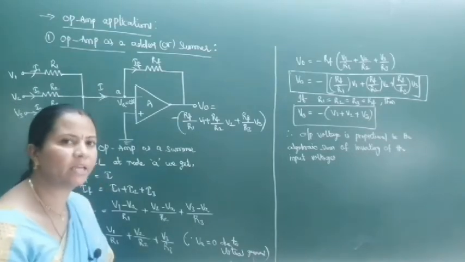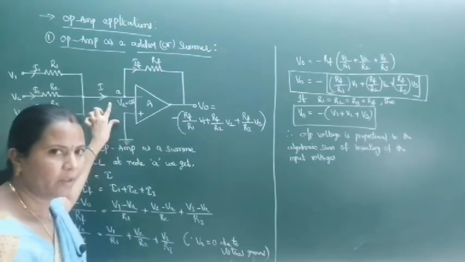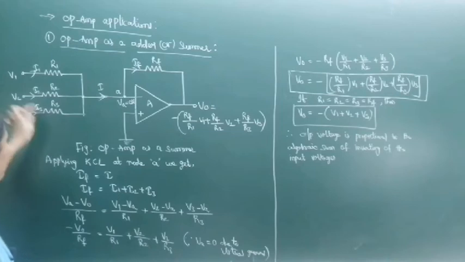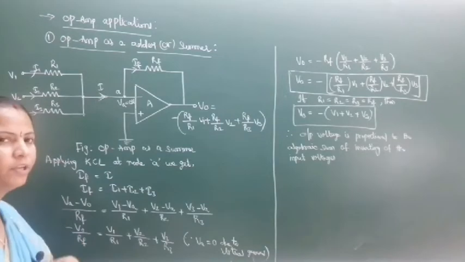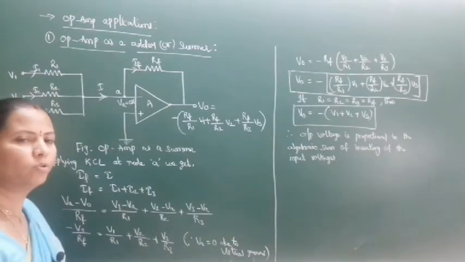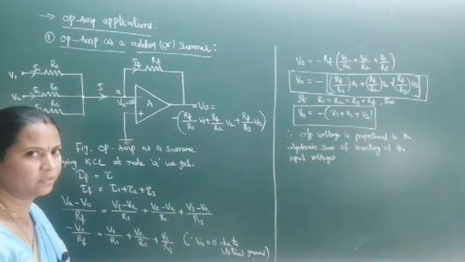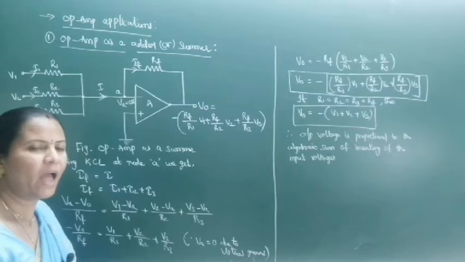Why do we have to name it a summer? Here the operational amplifier accepts two or more input signals, so you can apply more than two inputs, V1, V2, V3 up to Vn. So it can accept more than two input signals. That's why we named it a summing amplifier or adder.